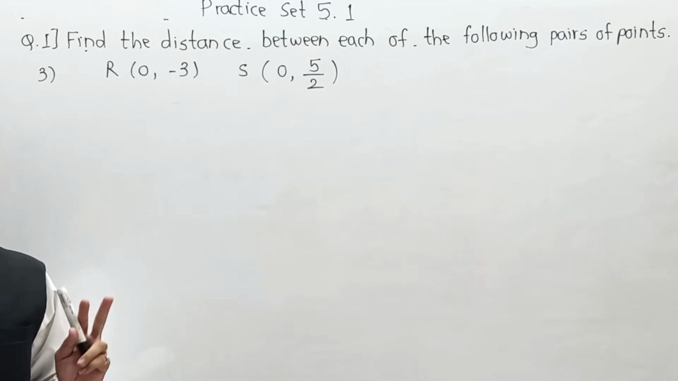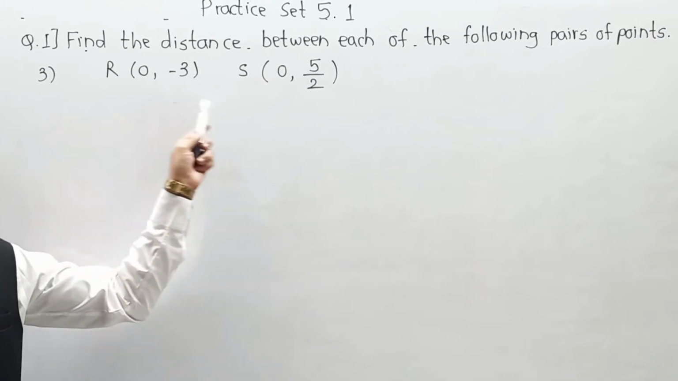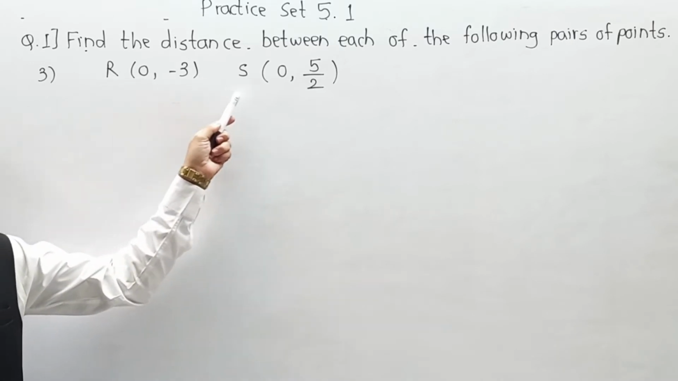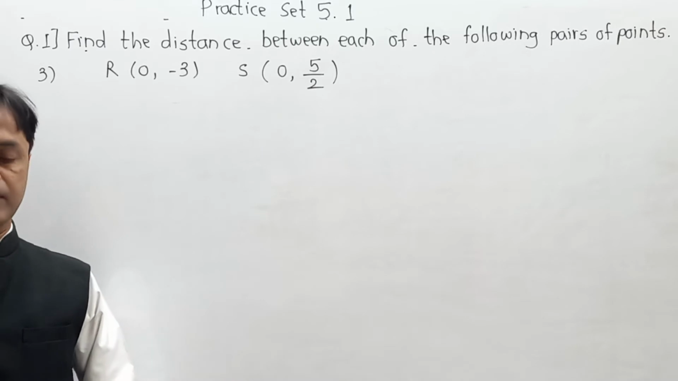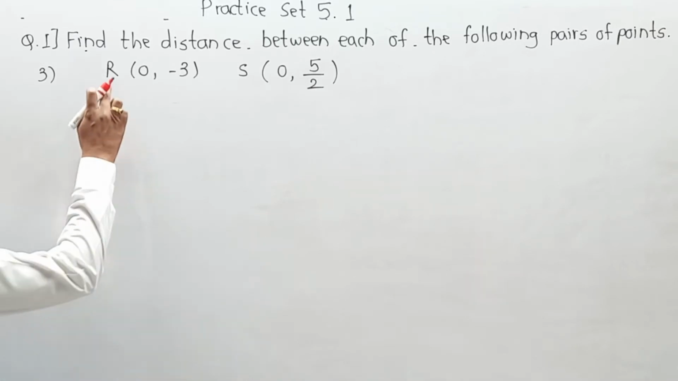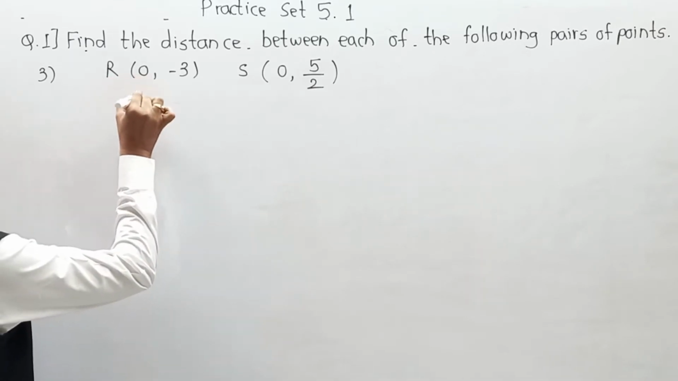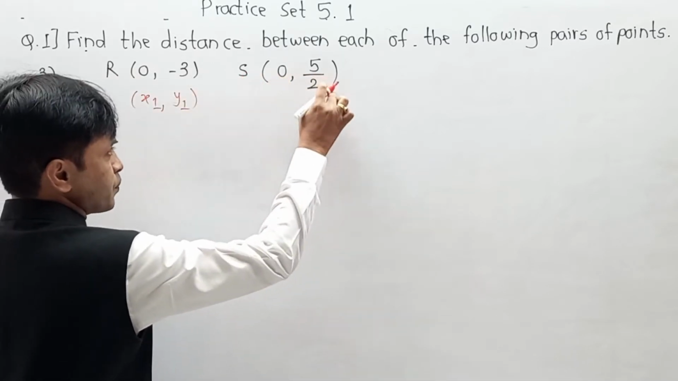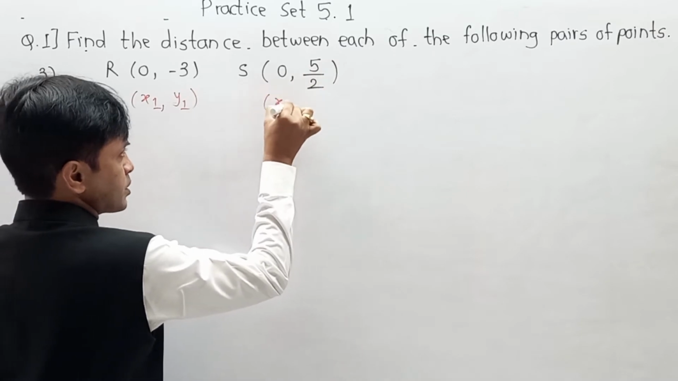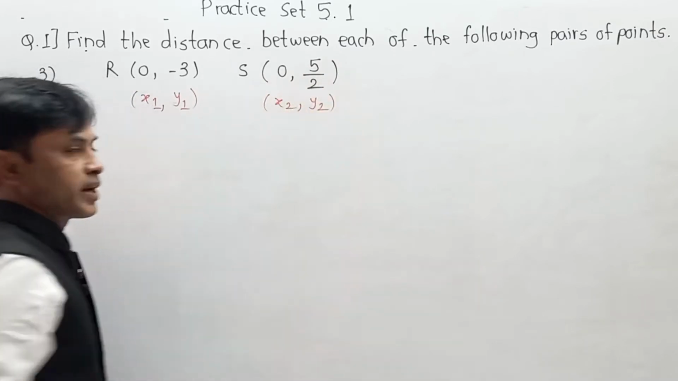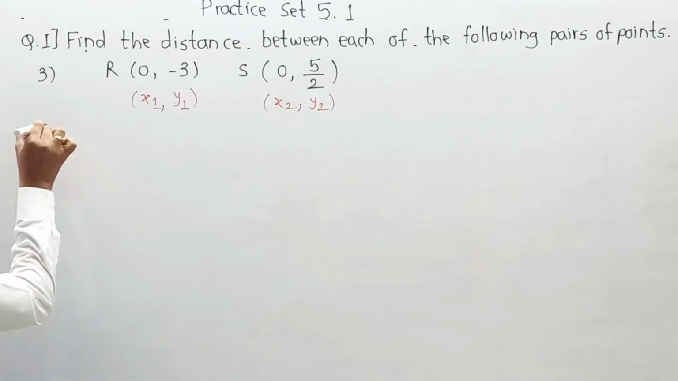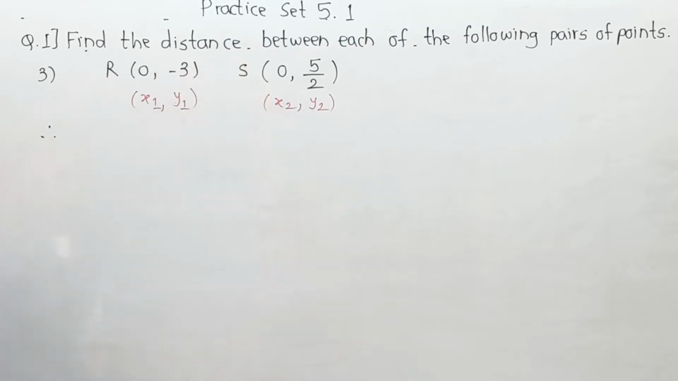Remember, the first and second questions we have already completed in the last lecture. Moving to the third question and onward. Point R is (0, -3) and S is (0, 5/2). Let us consider R as the first point, x1 y1, and S (0, 5/2) as the second point, x2 y2, and we are ready to use the distance formula because we have already completed its application. Therefore, the distance between the 2 points, that is RS.